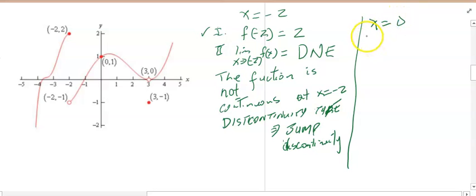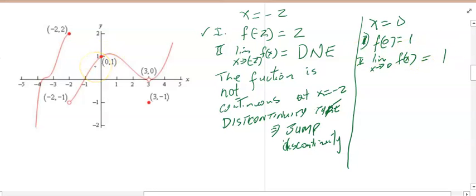At x equals 0, does f of 0 exist? F of 0 equals 1. Next check. So that checks off. Limit as x tends to 0 of f of x is also equal to 1.